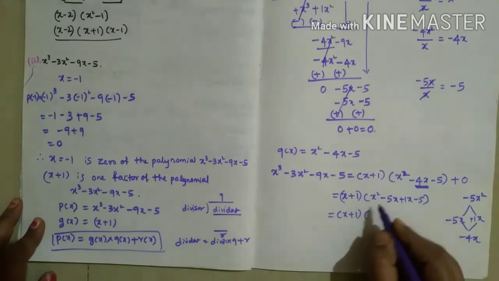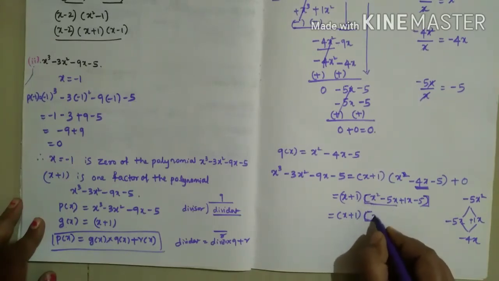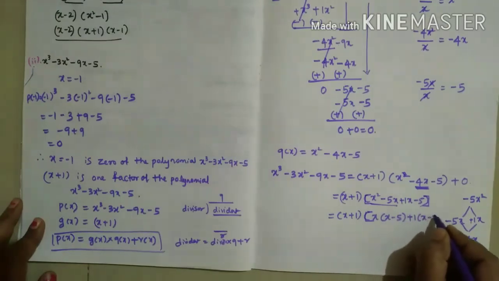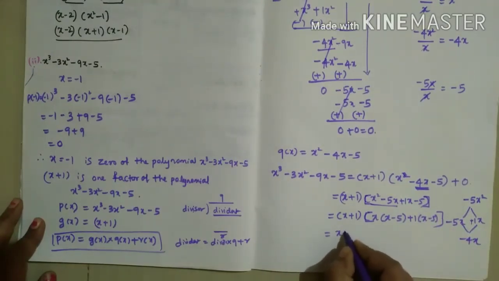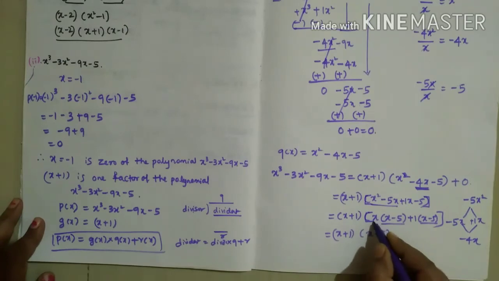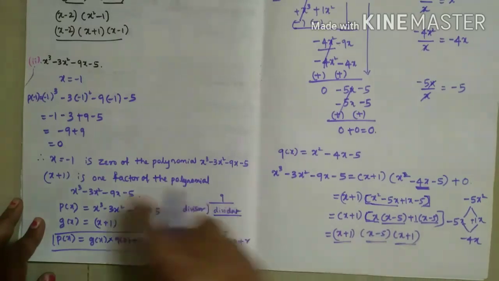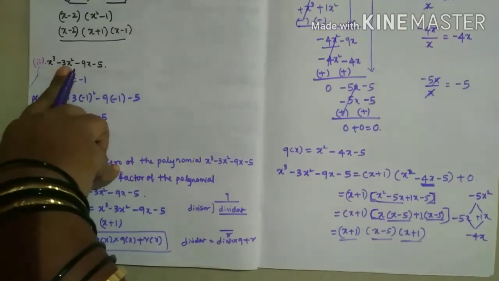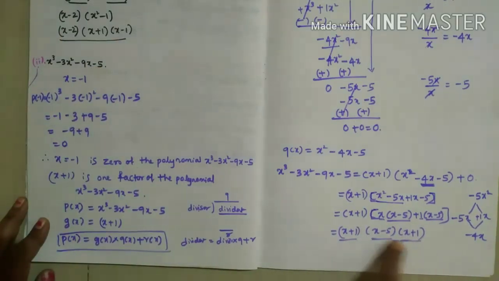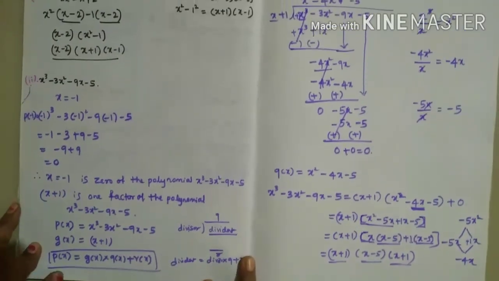From these two, you can take common. I will put the square bracket. I can take x common. If I take x common, x minus 5 will remain. Here I take plus 1 common, x minus 5. Now x plus 1 is one factor. Then from these two, I will take x minus 5 common. Now here x plus 1. So these are the three factors of the polynomial x cube minus 3x square minus 9x minus 5. x plus 1, x minus 5 and x plus 1 are the three factors of the polynomial. Like this we are going to solve this sum.